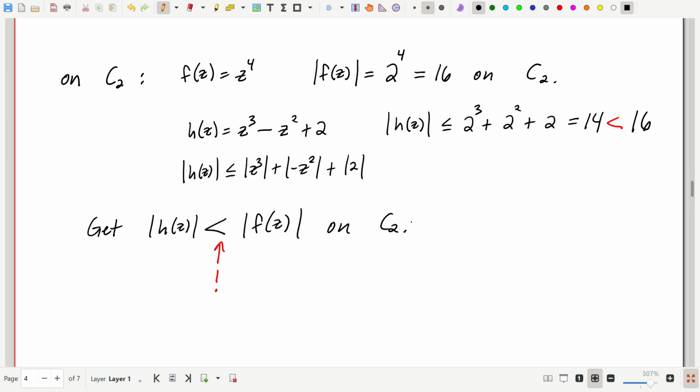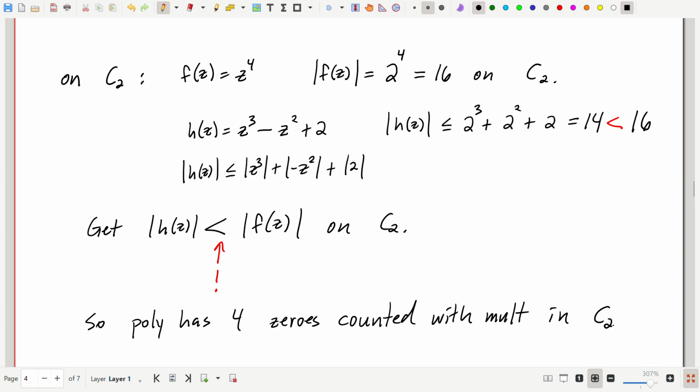F has 4, so our polynomial has 4 zeros, counted with multiplicity, that's important, in C2. It's important to say counted with multiplicity. It doesn't have to have a single zero of order 4. It could have all possible combinations that add up to 4. It could have a triple zero and a simple. It could have 2 doubles. Or it could have 4 simple. And that's all the possibilities. Questions?